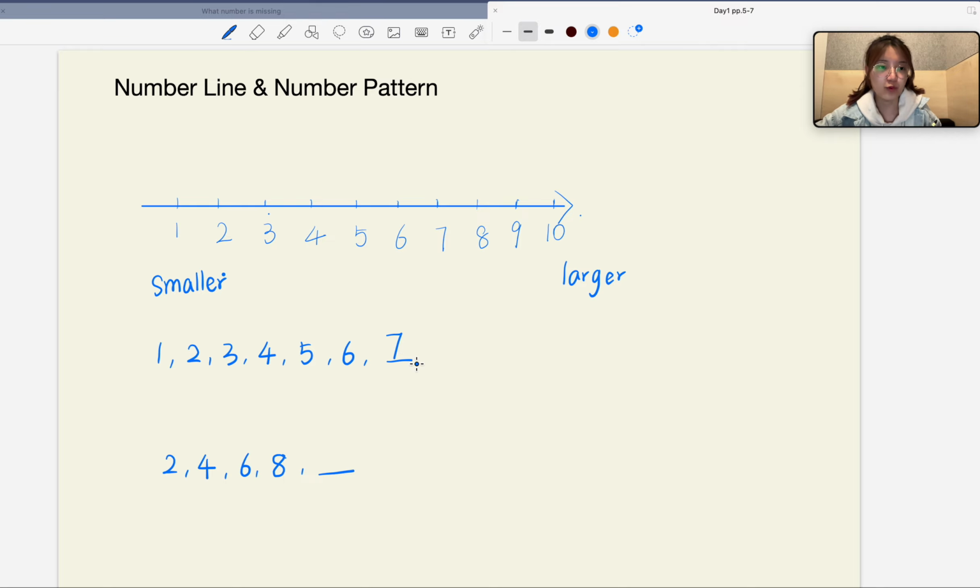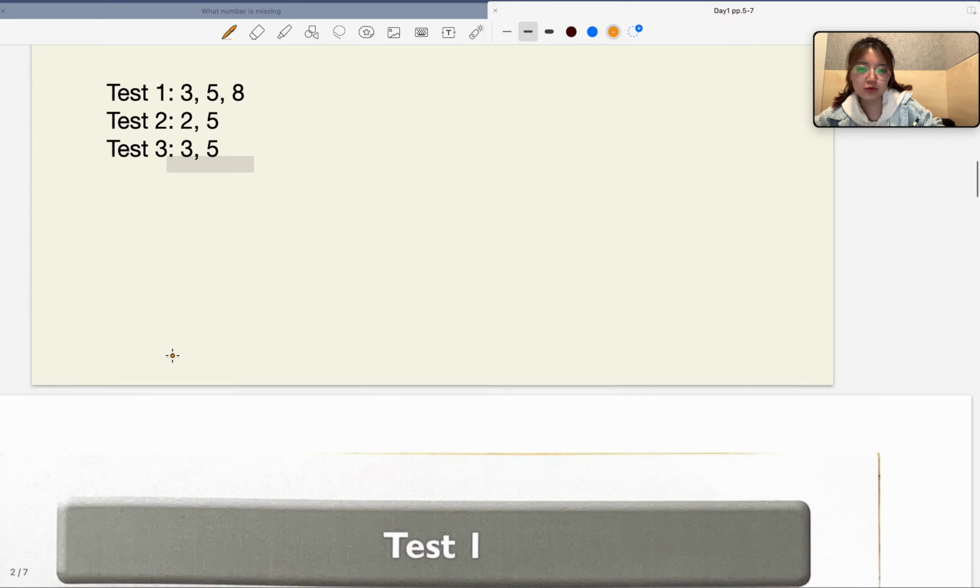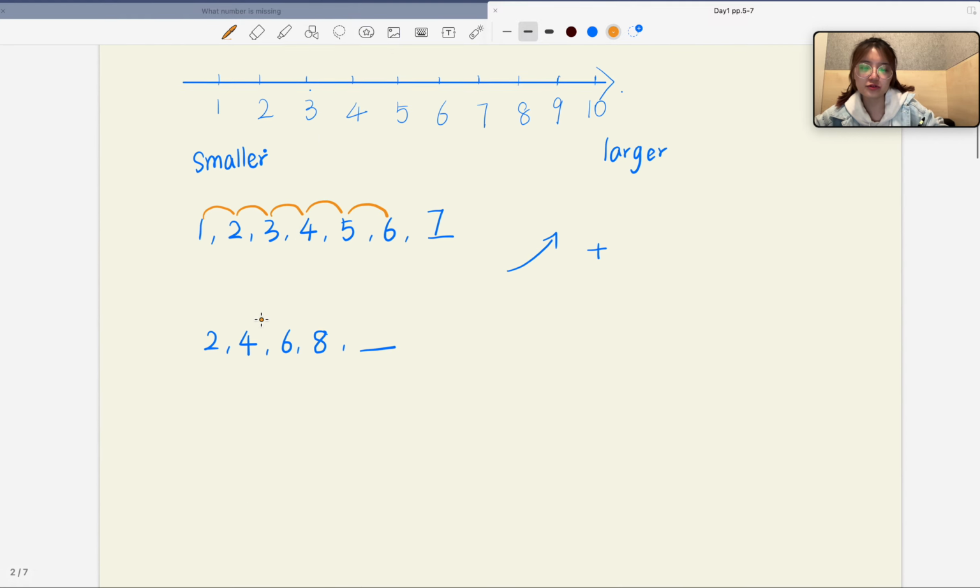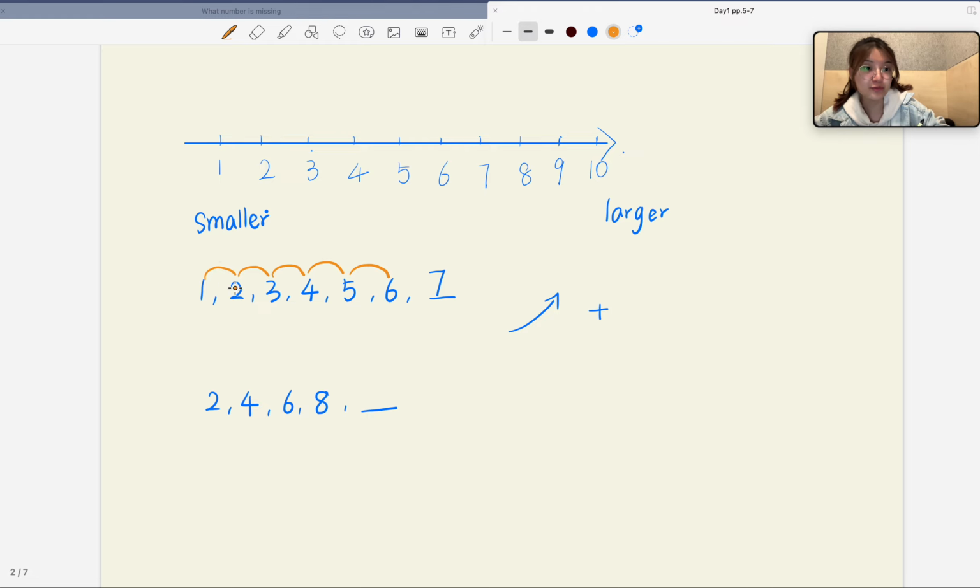We can just count in ones. Or we have another method. We can think for all the numbers, they're getting larger. How can we get a larger number? We will do plus. Okay, so now we can draw the bridges out to link each two numbers. So from 1 to 2, how can we jump to 2? We will plus a 1.